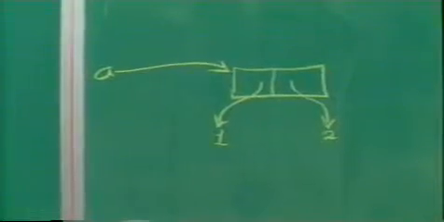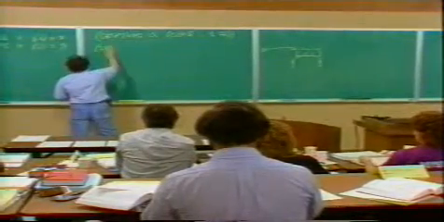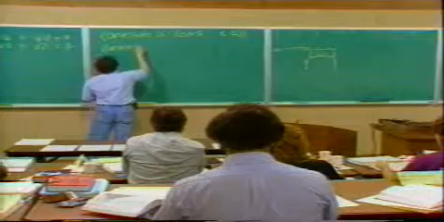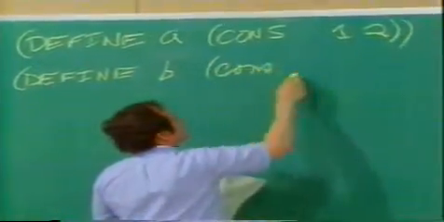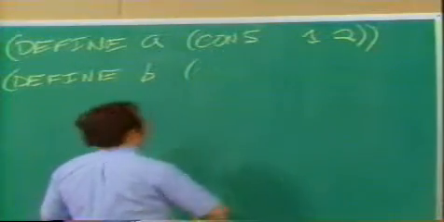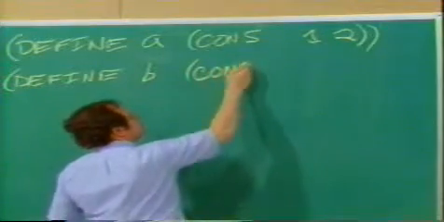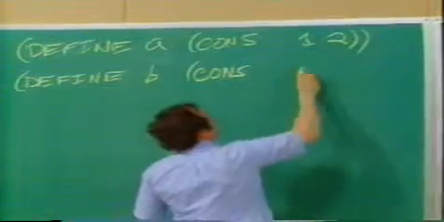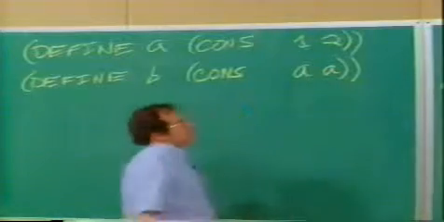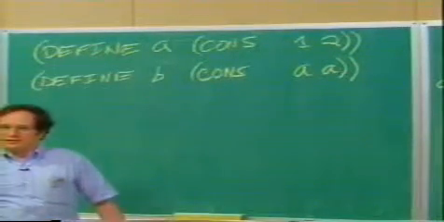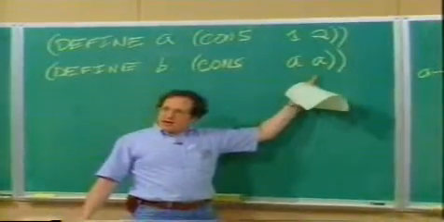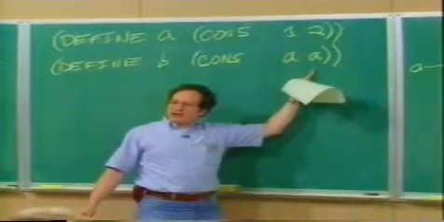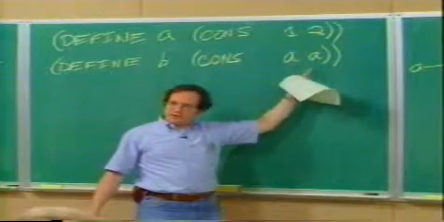Now, supposing I also say, define B to be the cons of A and A. It doesn't matter, but I like it better. It's prettier. Okay. Well, first of all, I'm using the name A twice. At this moment, I'm going to think of constants as having identity. This is the same one.